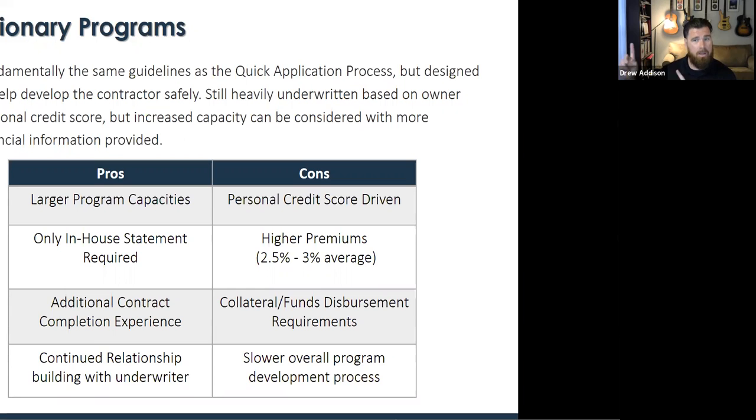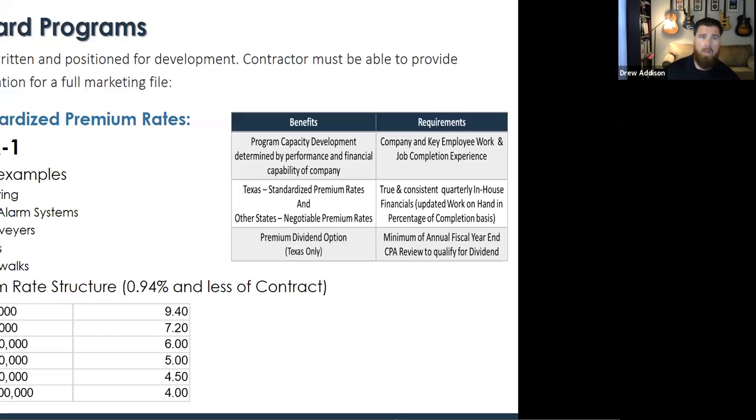Tomorrow, Adam Schlepper, CLA, presenting at 9:45, I believe. So check it out. And then we move into standard programs.